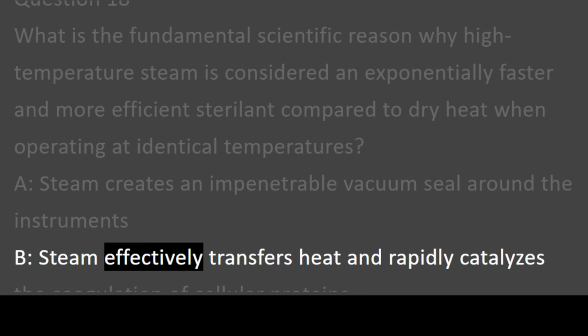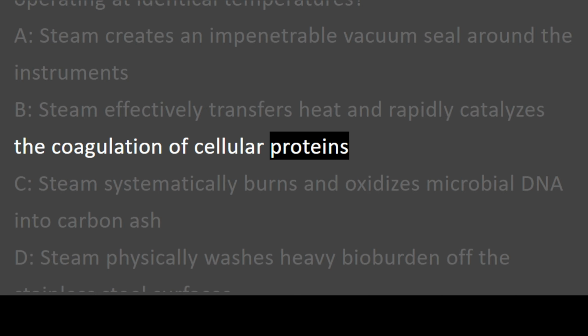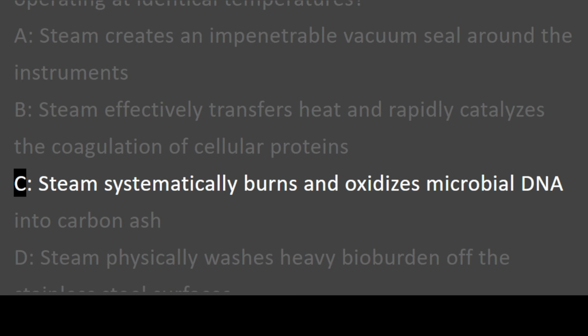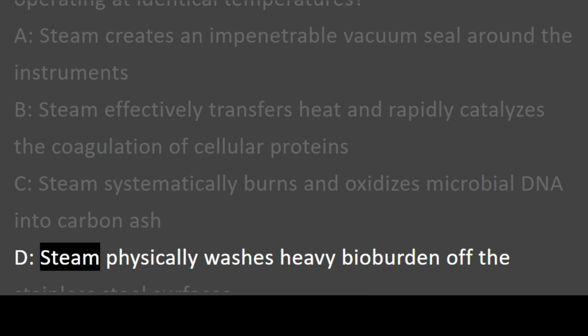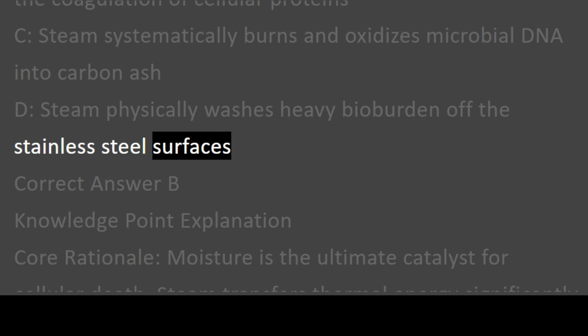B. Steam effectively transfers heat and rapidly catalyzes the coagulation of cellular proteins. C. Steam systematically burns and oxidizes microbial DNA into carbon ash. D. Steam physically washes heavy bioburden off the stainless steel surfaces.